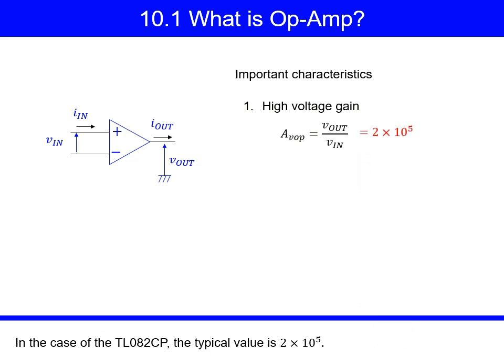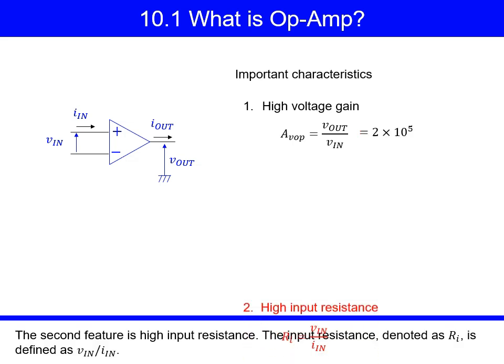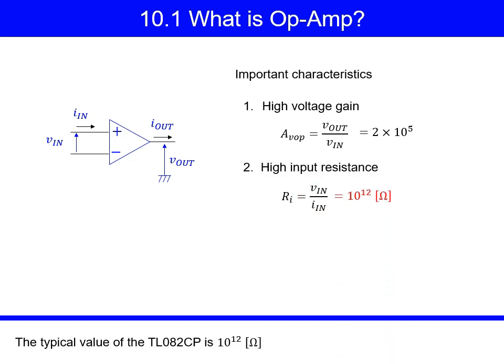In the case of the TL082CP, the typical value is 2 × 10⁵. The second feature is high input resistance. The input resistance, denoted as Ri, is defined as the ratio of Vin to Iin. The typical value of the TL082CP is 10¹² ohms.